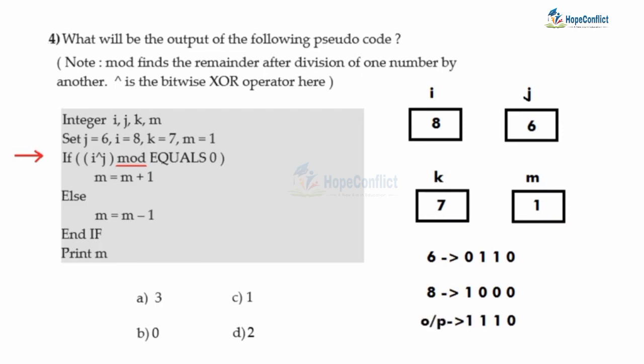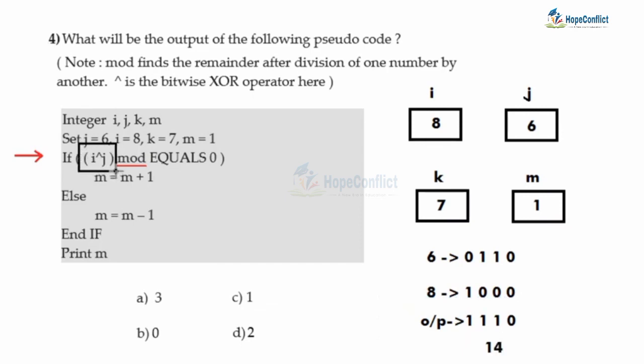And when we perform the XOR operation on 6 and 8, as you can see, the output will be 1110, because the last bit has 0 and 0, so in the output it will become 0. And for the rest of the 3 bits, you can see all the 3 bits are different, so their output will be 1. Now after converting this output into decimal form, we will get 14. That means this statement will give us 14.